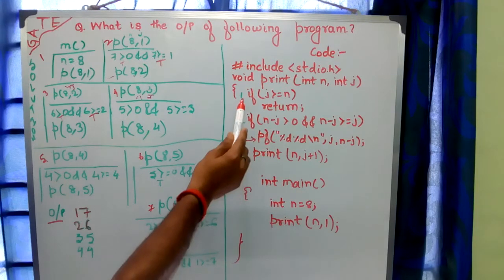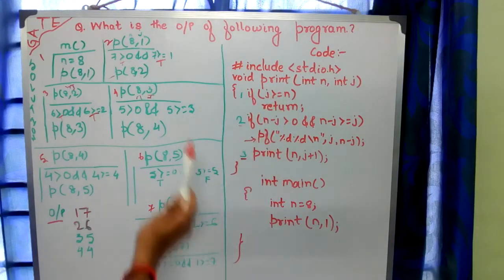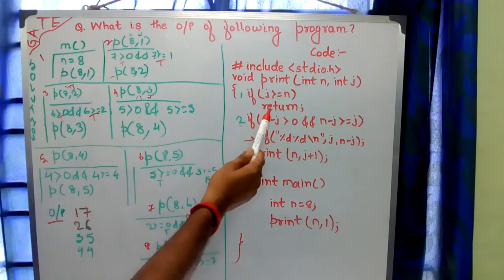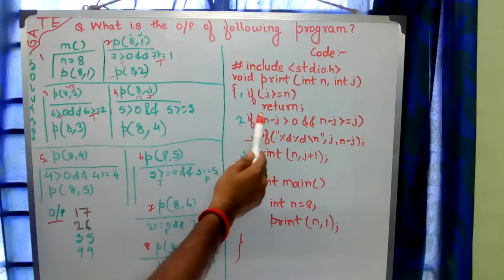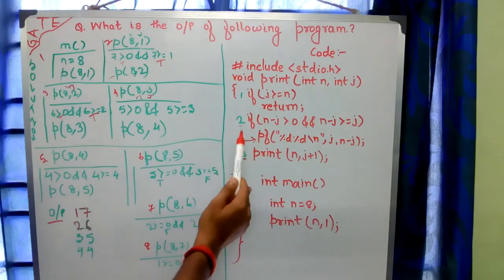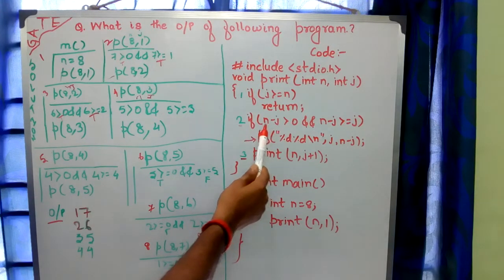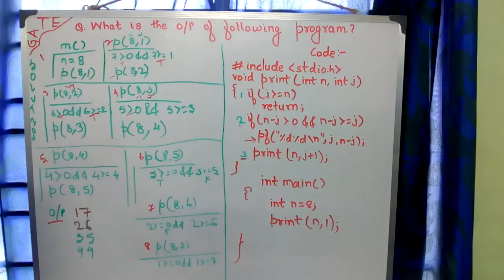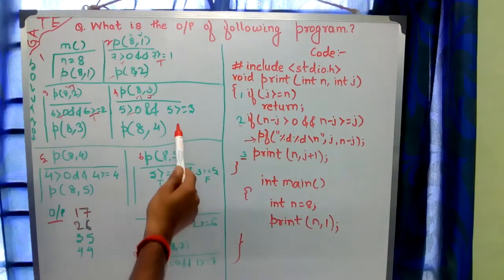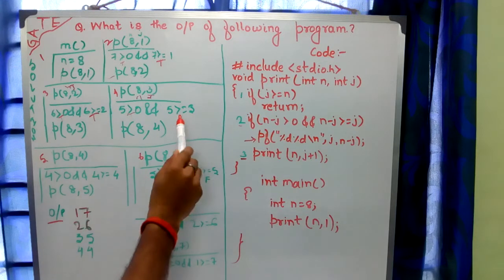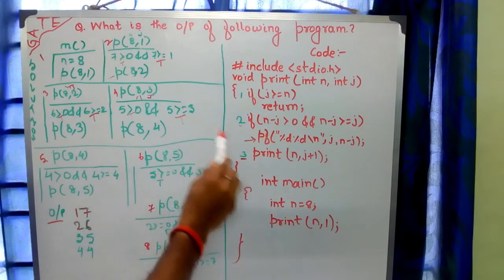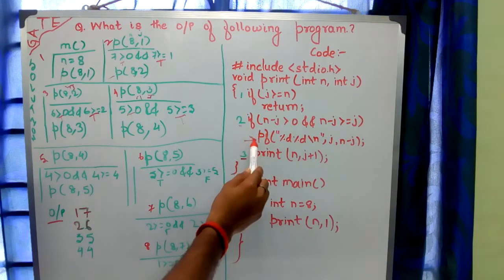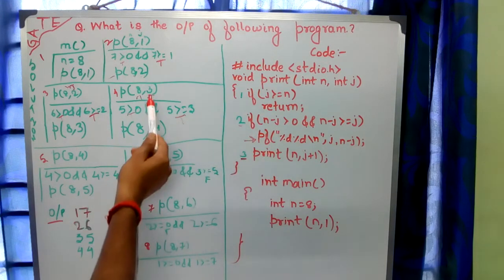Now again coming to the first statement, which is j greater than or equal to n. Here the value of j is 3 and 3 is not greater than 8. So this will not be executed. Coming to the second statement, n minus j, where n is 8, 8 minus 3 is 5. So 5 is greater than 0, this is true. And the next condition, n minus j, that is 8 minus 3 is 5, and 5 is greater than or equal to 3. So this is also true. So it will execute the printf statement, and here the value of j is 3.